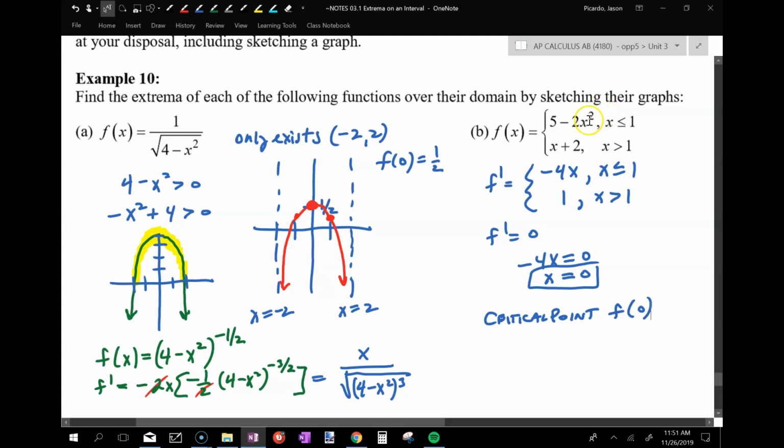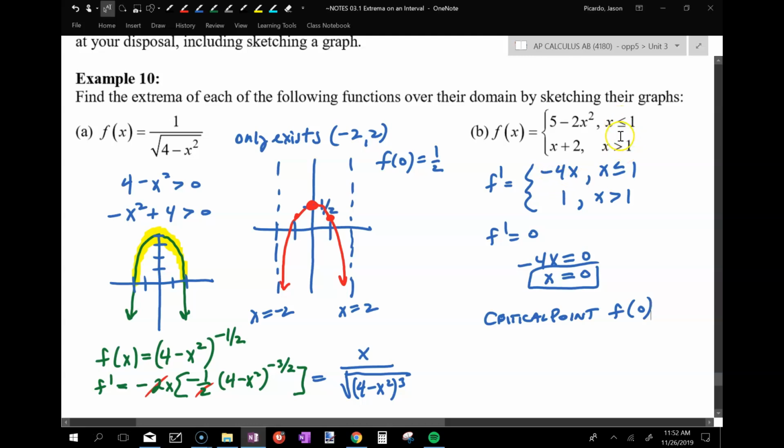Okay, but here's the issue. In order for a derivative to exist, the graph has to be continuous at the point. Is the graph continuous at the point? Yeah, because what did I get for both of them? 3. But what's the other piece that has to be true? For the derivative to exist, the derivative from the left and the derivative from the right have to be the same. So what's the derivative from the right? 1. What's the derivative from the left? Negative 4. So do we agree that the derivative doesn't exist at 1?